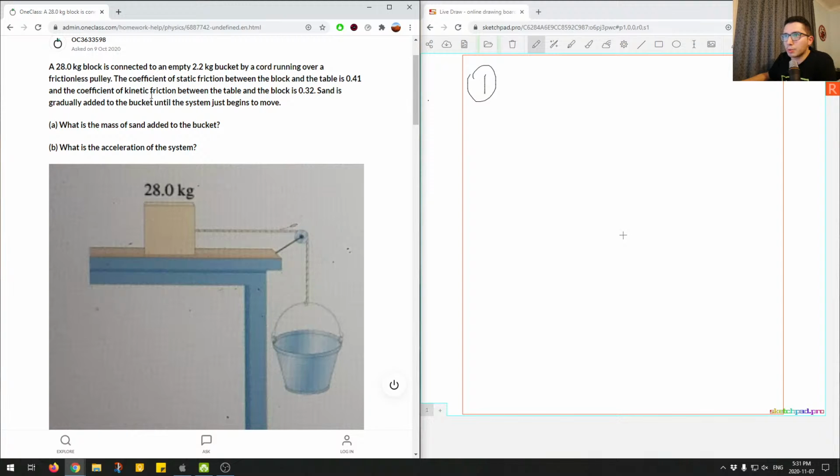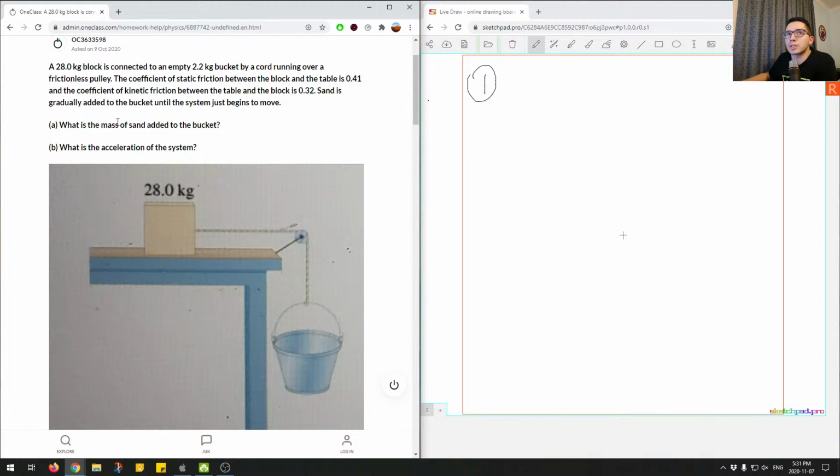By a cord running over a frictionless pulley, the coefficient of static friction between the block and the table is 0.41. So coefficient of static friction, that's the key word over here, and the coefficient of kinetic friction between the table and the block is 0.32. Sand is gradually added to the bucket until the system just begins to move. So this is also key to the question, that the system is just beginning to move, so we have to think about it with relation to static friction.